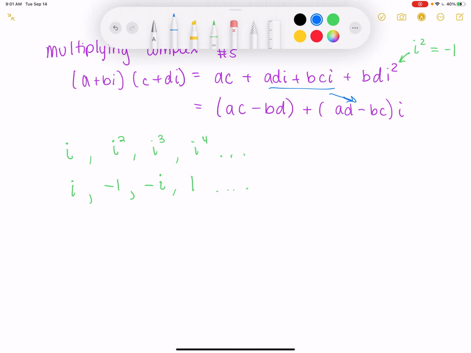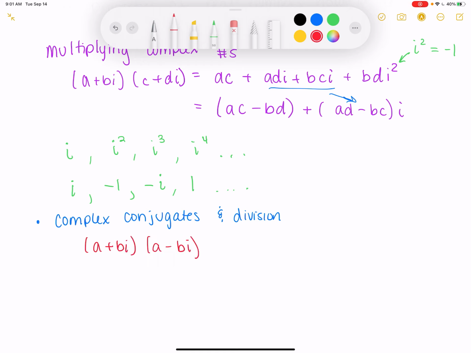Thank you. Okay. Got a full page again. All right. Complex conjugates and division. a plus bi times a minus bi is equal to a squared minus b squared i squared, which is equal to a squared plus b squared.